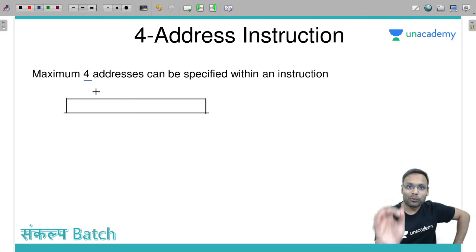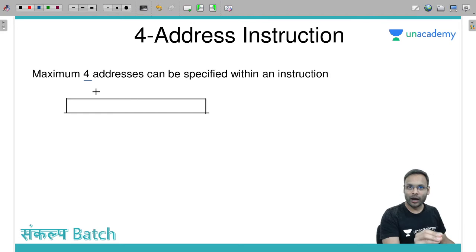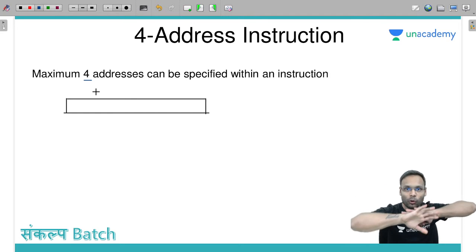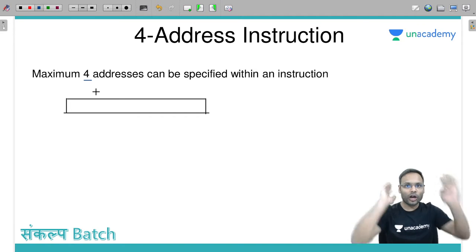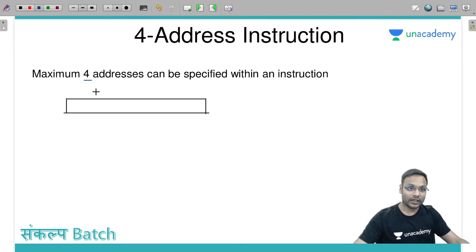Opcode is mandatory, necessary, the most necessary part of an instruction. Without opcode there is no instruction. Opcode के बिना instruction हो ही नहीं सकता. There will not be any instruction which does not have an opcode. Okay, so maximum 4 addresses means apart from opcode. Opcode तो रहेगा ही रहेगा, बिना opcode के instruction नहीं.